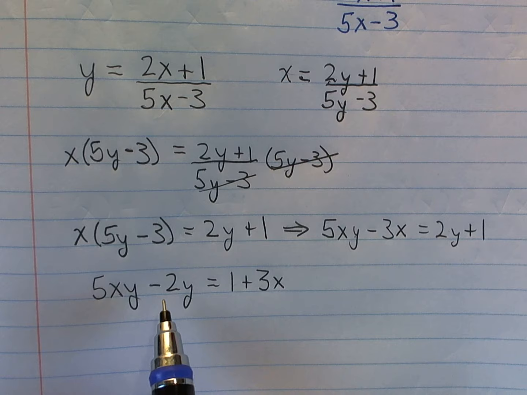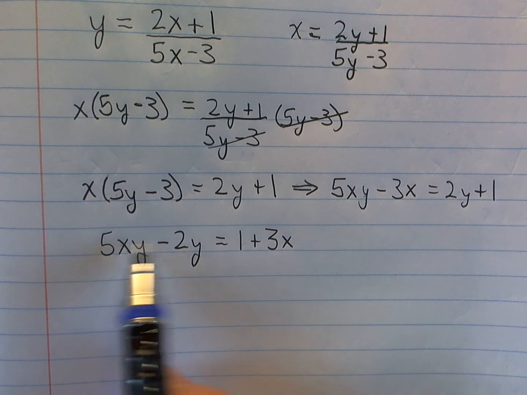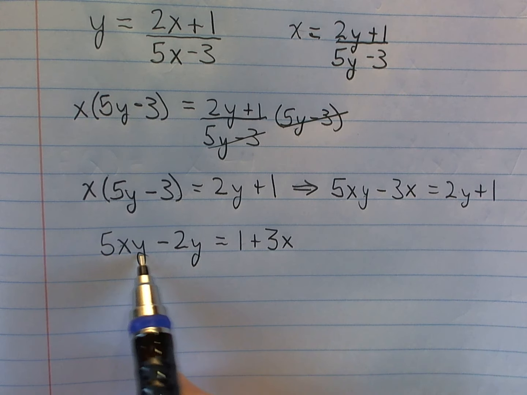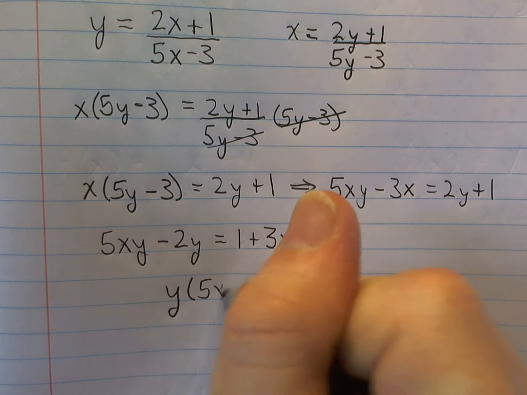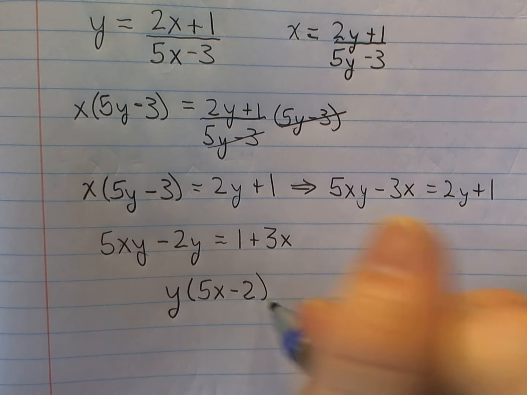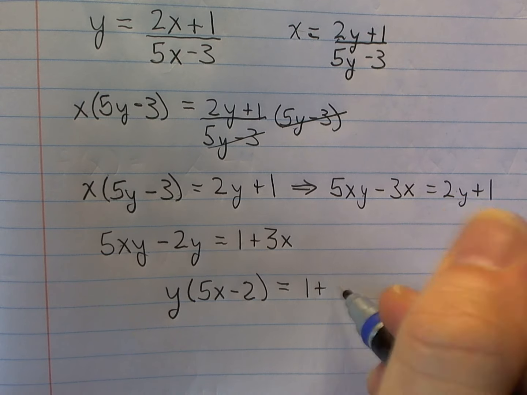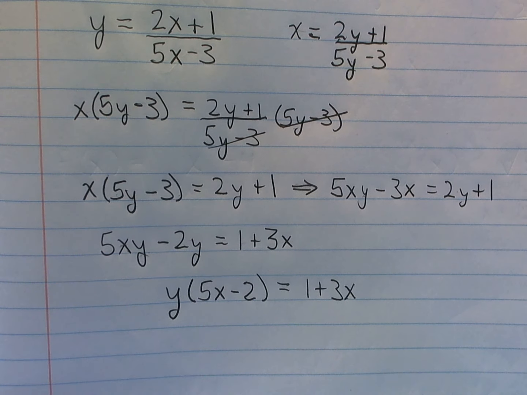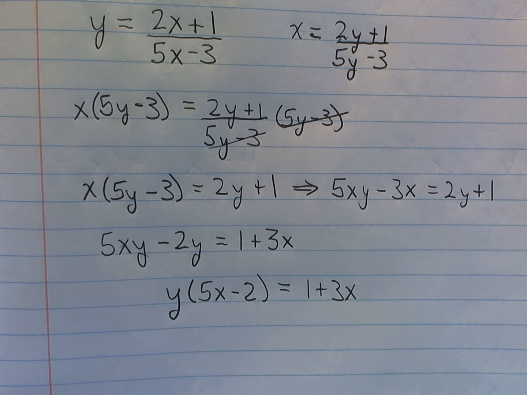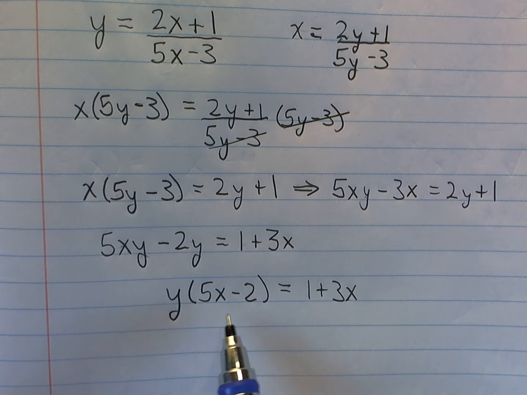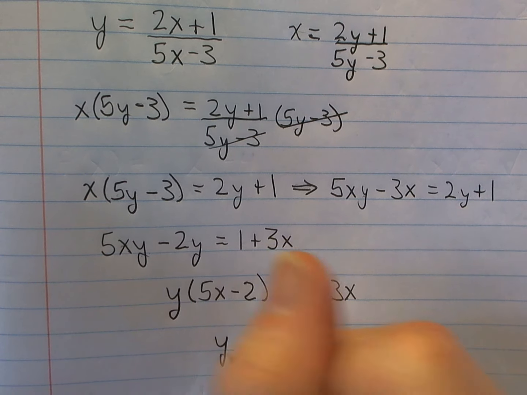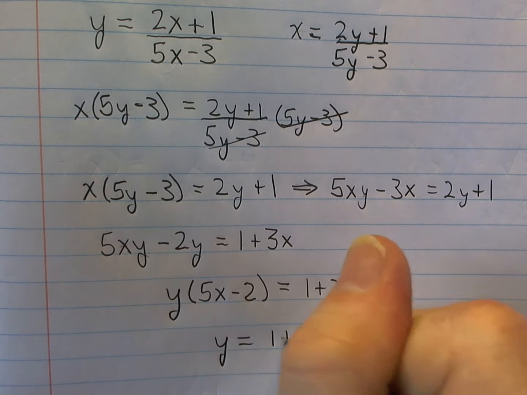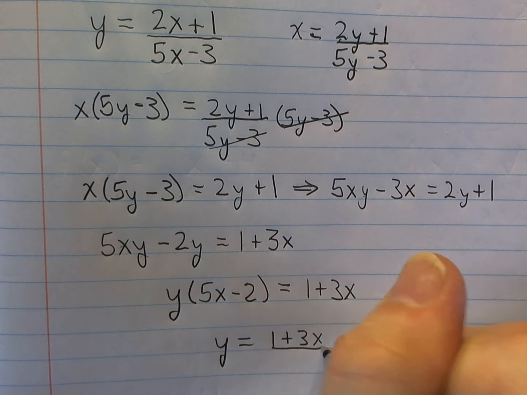Now I'm trying to solve for y. I can't add these, they're not like terms, but I can factor out a y. So I've got y times 5x minus 2. And we're pretty much finished because all we need to do now is divide by the coefficient of this y, and I get 1 plus 3x over 5x minus 2.